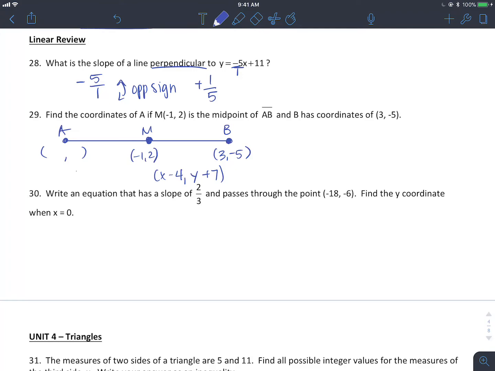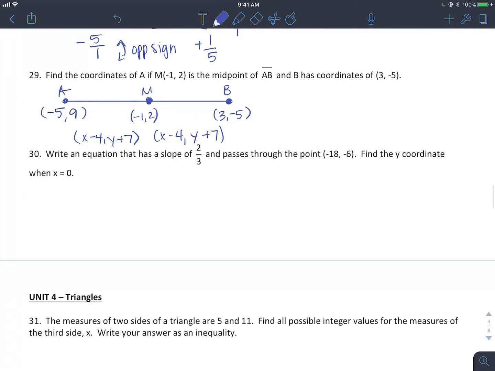So we're going to do the same thing here. X minus 4, y plus 7. So if we do that, we're going to have -1 minus 4, which is -5, and then y plus 7, 2 plus 7 is 9. And that is how you find the missing endpoint.